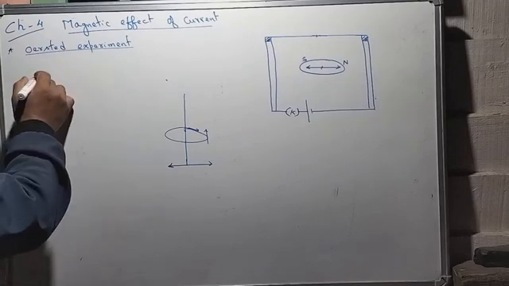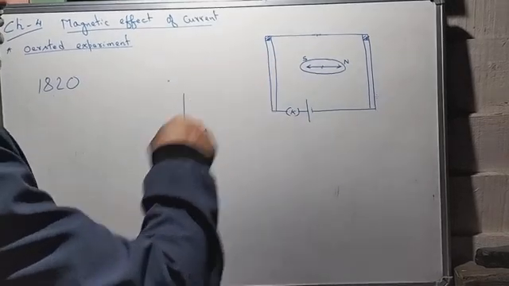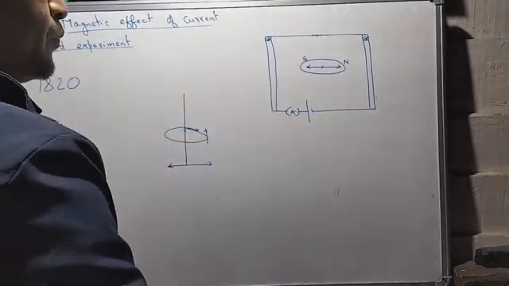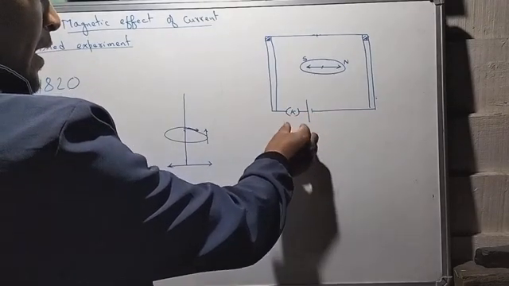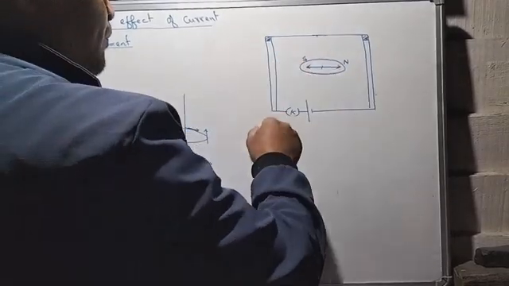In the year 1820, there was one person whose name is Oersted. And one day after his lecture, he went to the laboratory and he performed one experiment. In his experiment, he took a conductor, a magnetic needle, which consists of North Pole and South Pole, and then he took a cell and a key. And he arranged these components in this way.